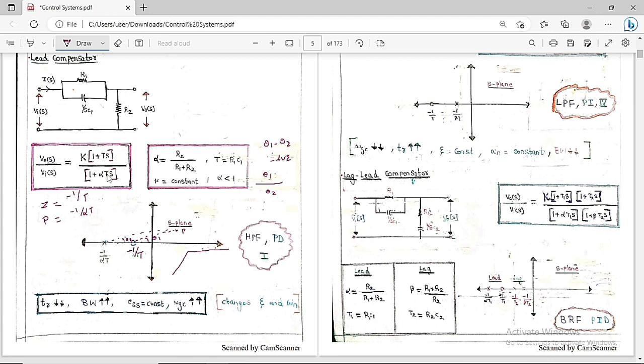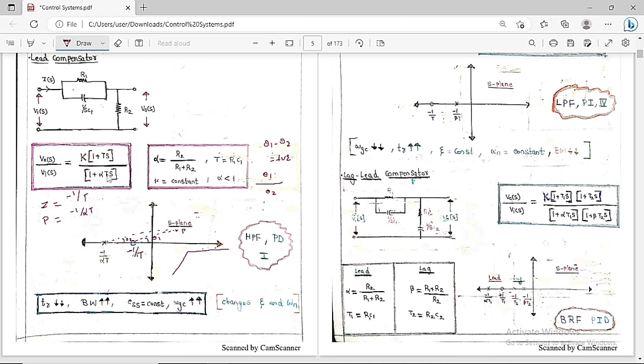Here it is also called a high pass filter. It is also called a PD controller. Basically, if you are going to plot the polar plot, this graph is going to lie only in the first quadrant. So if you plot the polar plot, the graph always lies in the first quadrant. These things you always have to keep in mind. The lead compensator is also called a high pass filter and a PD controller, and its polar plot always lies only in the first quadrant.